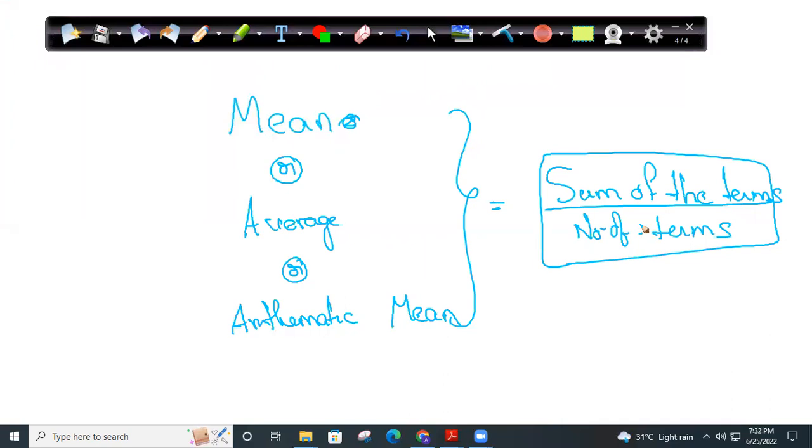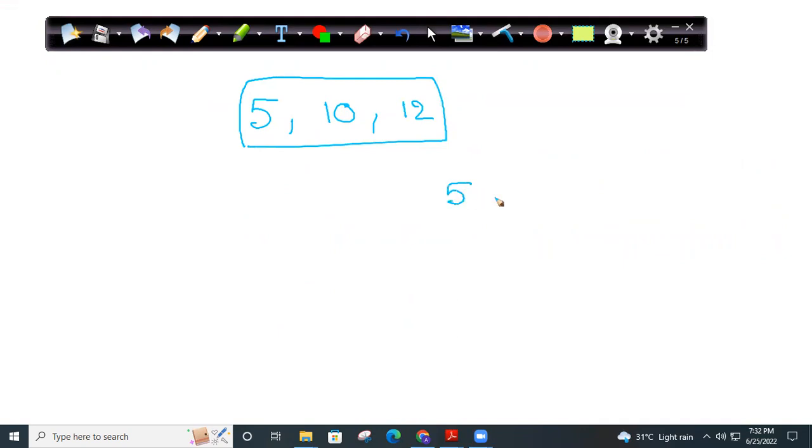Okay, but there are few most important things which students fail to realize and which you should know. Try to find mean for 5, 10, and 12. So 5 plus 10 plus 12 by 3, 27 by 3, which is 9. So the mean for 5, 10, and 12 is 9. Now, this everyone in the class will be able to do. Simple.